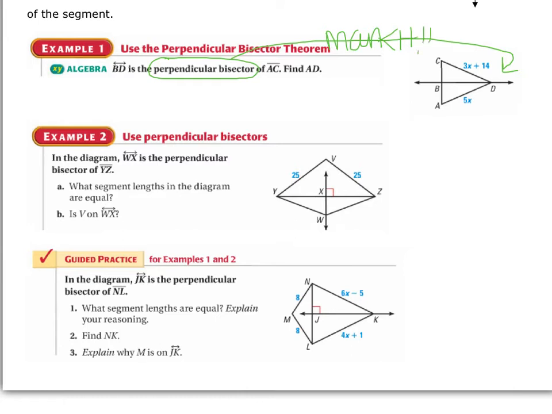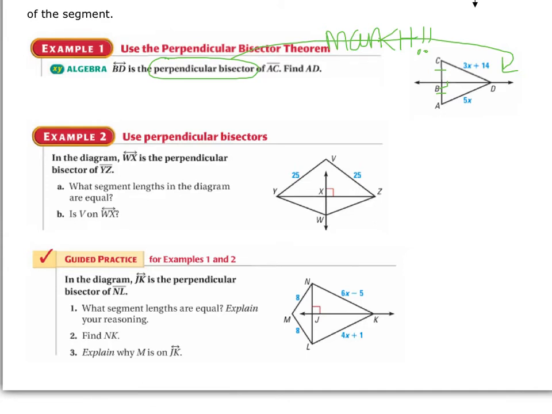So mark it. If it tells you it's the perpendicular bisector, I want to see proof of that over here on the diagram. So you mark that as, okay, it's perpendicular and it's bisecting. So that would be marking the perpendicular bisector. You put the box at the 90, and then you put the little tick marks on the segment. So that's the perpendicular bisector of AC.